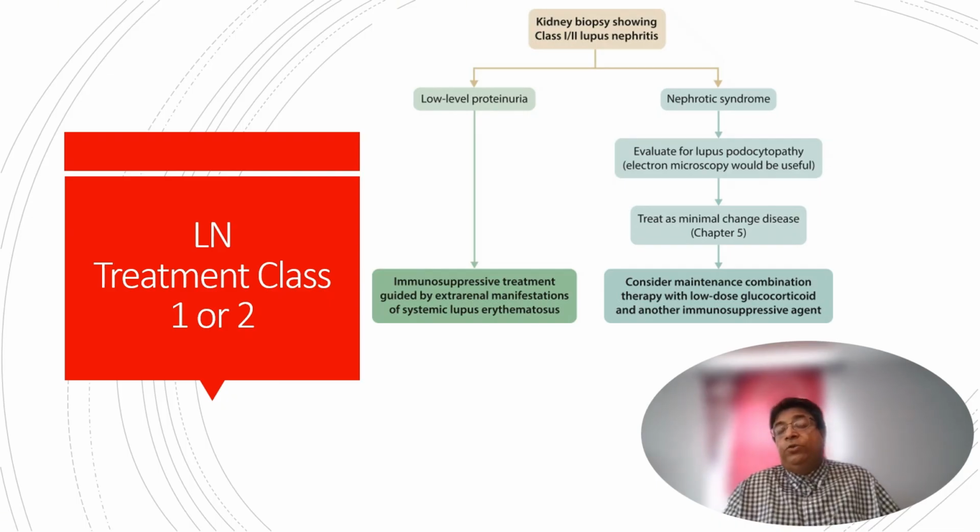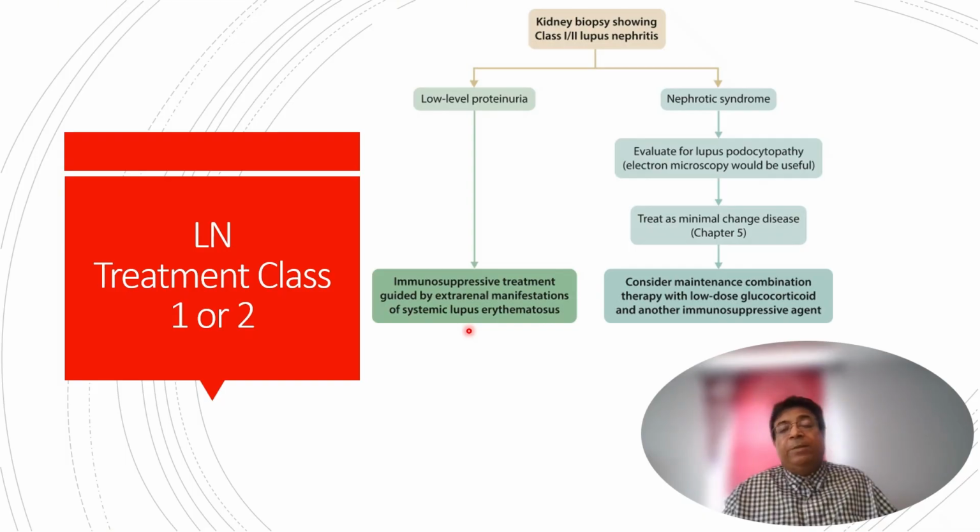So now we go to management. Like I said, class 1 and class 2 is very early lupus nephritis, and at that stage, you are not going to immunosuppress the patient. If they have low level of proteinuria, then the immunosuppression will be guided by extrarenal manifestations. So you're not going to immunosuppress the patient because of class 1 or class 2 lupus nephritis.